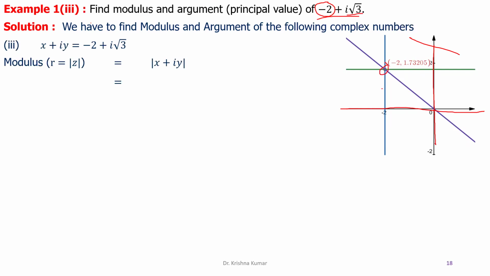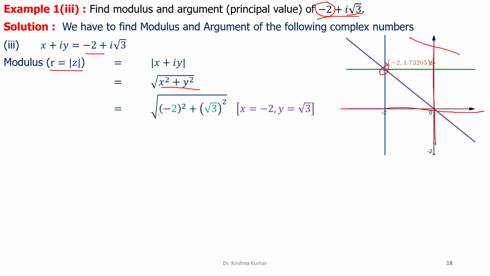In the same manner, we can find the modulus. Modulus r equals mod of z, which is equal to the root of x squared plus y squared. So it is the root of minus 2 whole squared plus root 3 whole squared, because x equals minus 2 and y equals root 3. So it gives us again root 7. So modulus r equals root 7.